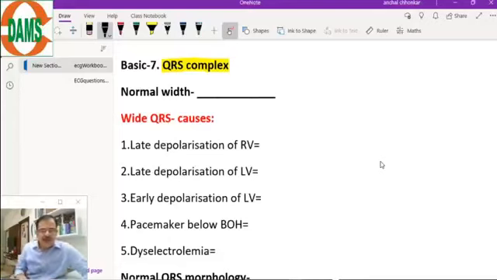Now coming to the next basic, and next basic is the QRS complex. So QRS complex is one of the very important waves of ECG. Indeed, out of all the intervals and waves, maximum questions come in the QRS complex. And we understood in the first lecture that ventricle depolarization is responsible for QRS complex. So we will discuss QRS under 3 headings: width, morphology, axis. So these are the 3 important components of the QRS complex.